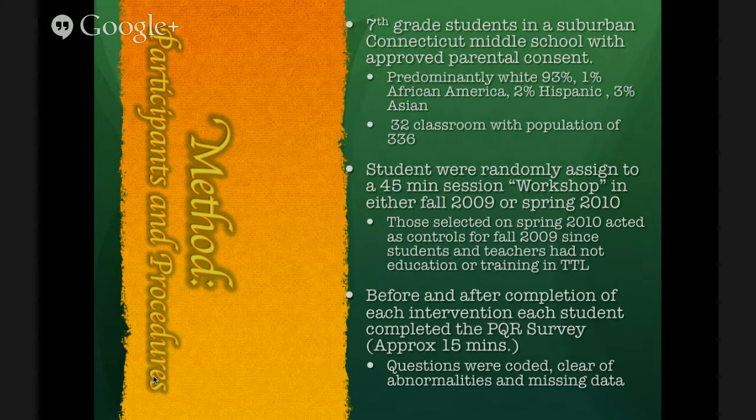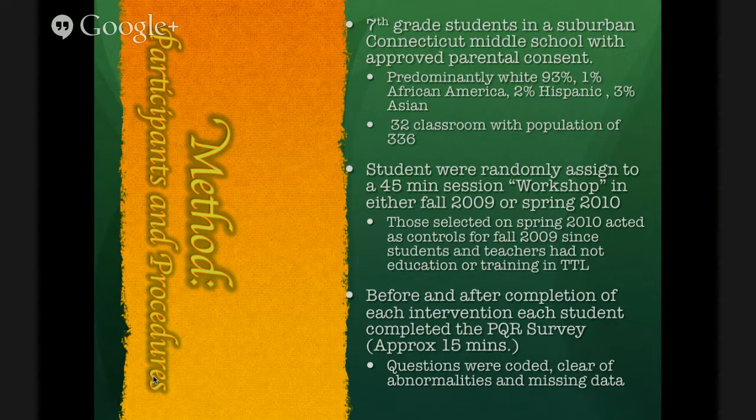Our participants were 7th grade students in a suburban Connecticut middle school with approved parental consent. They were predominantly white, 93%. 1% was African American, 2% were Hispanic, and 3% were Asian. 32 classrooms with a population of 336 students. Students were randomly assigned a 45-minute session workshop in either the fall of 2009 or the spring of 2010. Those who were selected in spring 2010 acted as controls for the fall 2009 since students and teachers had not been educated or trained in TTL.